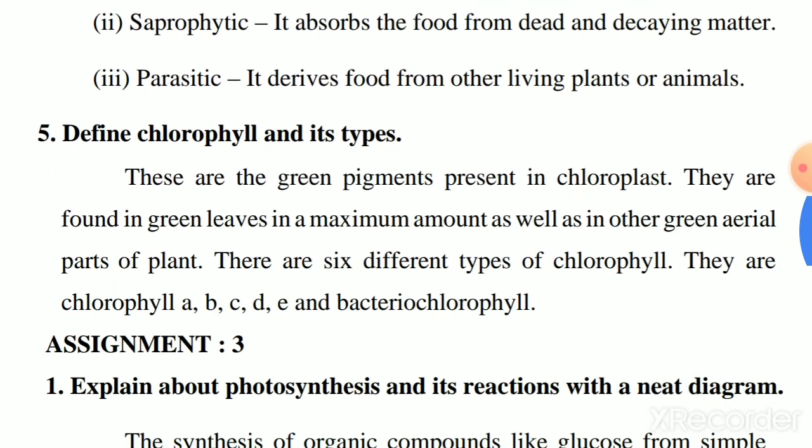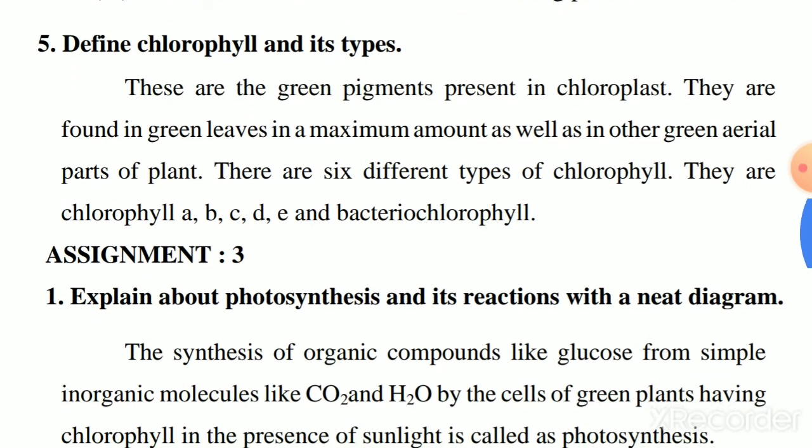Chlorophyll and its types. So there are green color pigments present in chloroplast. They are found in green leaves in a maximum amount, as well as other green leaves are called chromoplast. There are 6 types of chlorophyll: A, B, C, D, E, and bacteria chlorophyll.